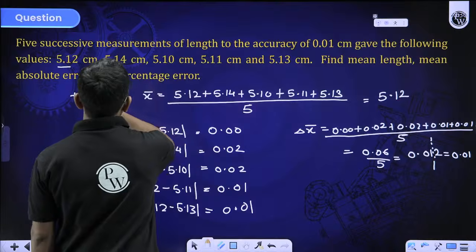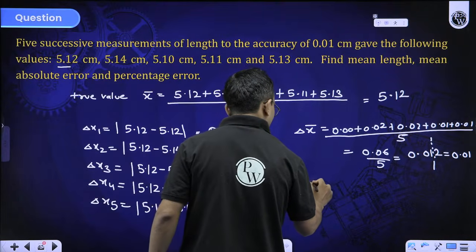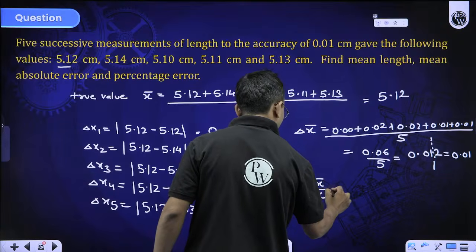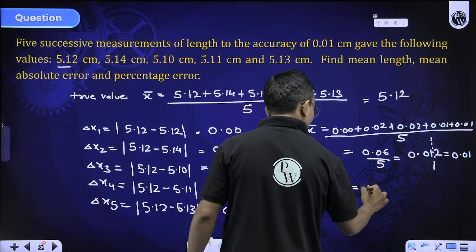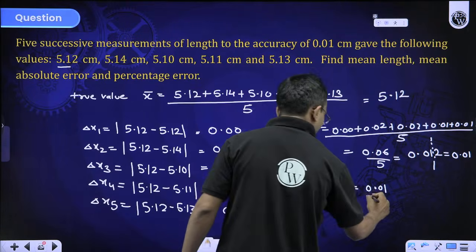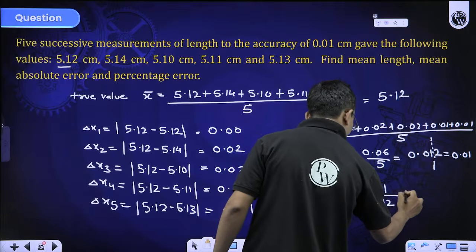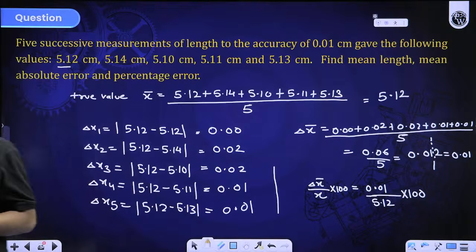Then find the relative error and percentage error. Percentage error also you have to find. Delta x divided by x into 100, that will be my percentage error. What is delta x bar? 0.01. 0.01 divided by, what is the true value? 5.12. 5.12 into 100. This is my percentage error.